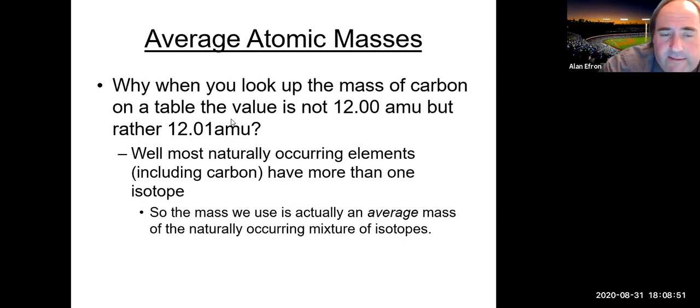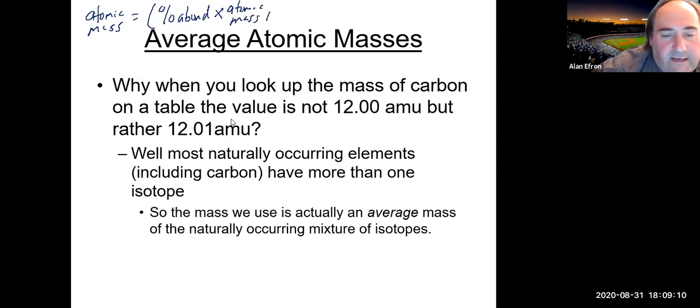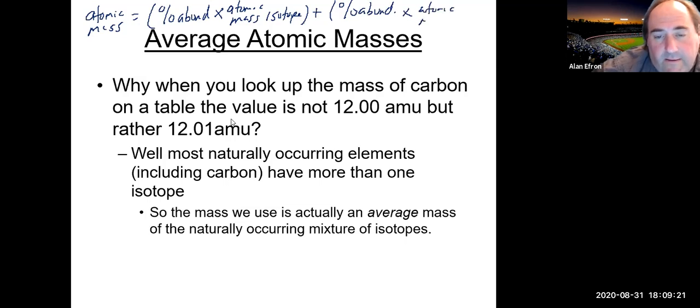And the way that we typically can calculate the atomic mass of an element is: the atomic mass of an element is the percent abundance of that particular isotope times the atomic mass of that isotope, plus the percent abundance of the next isotope times the atomic mass of that isotope. Plus that whole pattern just continuing. You have three isotopes, you continue that.